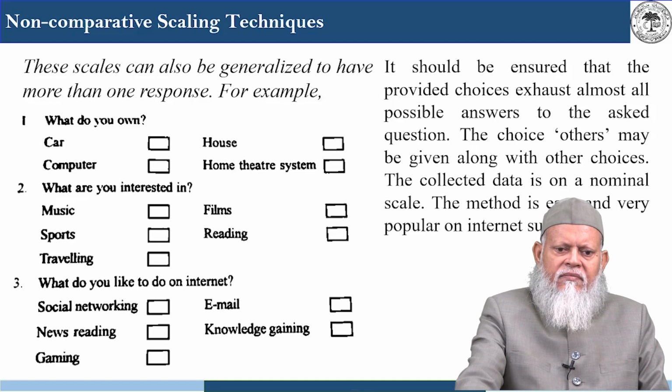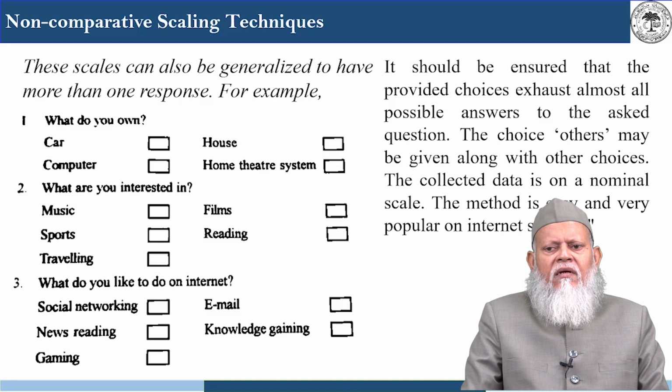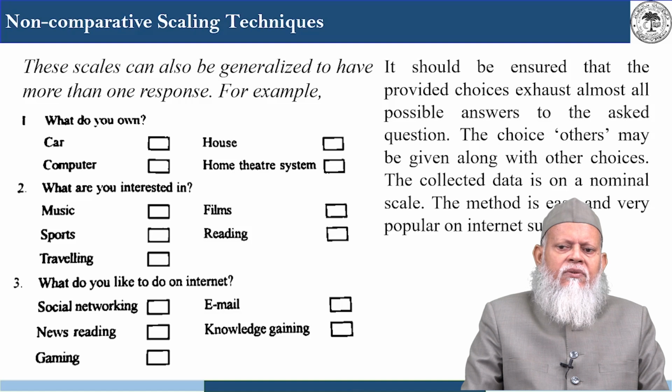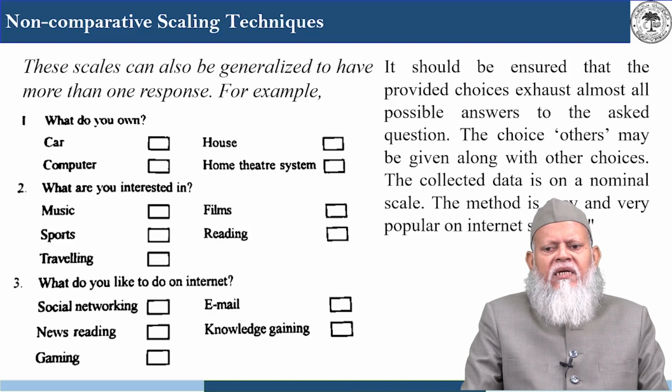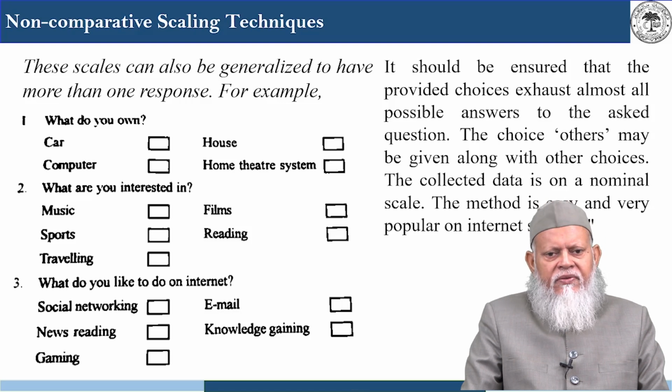So, it should be ensured that the provided choices exhaust almost all possible answers to the asked question. The choice others may be given along with other choices. The collected data is a nominal scale. The method is easy and very popular for the internet surveys.